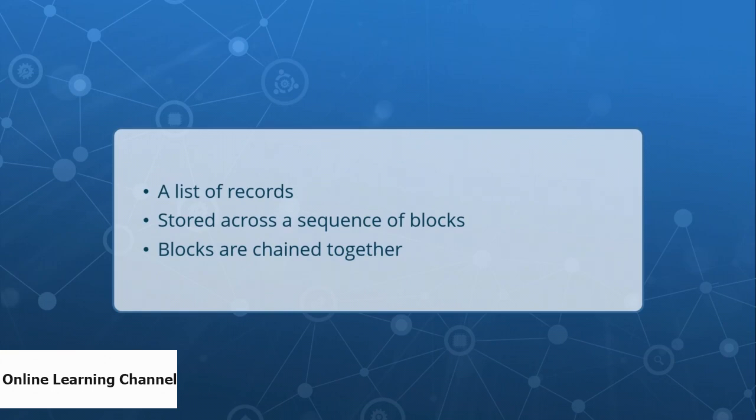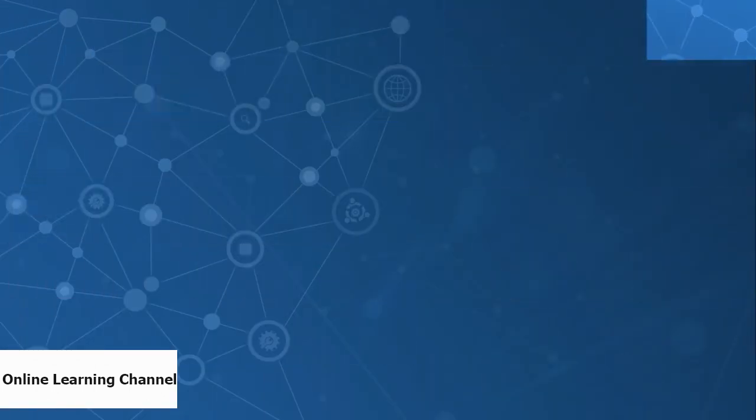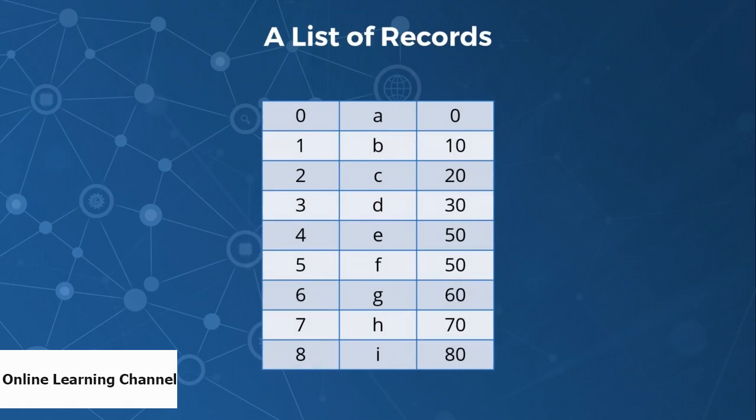So these 3 characteristics give you some idea of what a blockchain is, but we can now try to visualize this in order to get a better understanding, starting off by focusing on the fact that a blockchain is essentially a list of records. So in this case, we have a total of 9 records which very much look like the contents of a database table.